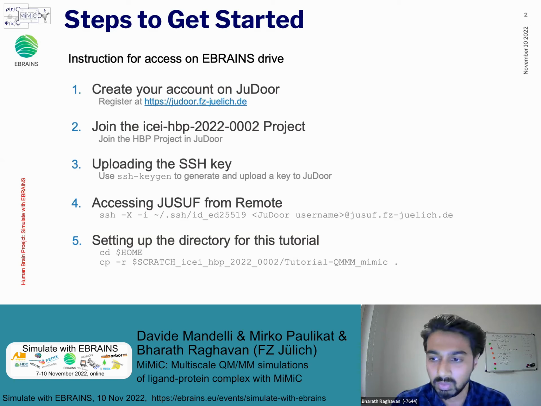I'll just quickly go through the steps that you need. So the first step is to register your account with JuDoor so that you have access to the JUSUF supercomputing systems. Then you would have to join the project that has been assigned for this workshop, the ICEI project, to get access to compute time. And then you can go on generating and uploading SSH keys to JuDoor, the details of which are in the document. And then once you have the SSH keys, you should be able to remotely access JUSUF through SSH. Once you have accessed JUSUF through SSH, don't forget to actually copy the directory.